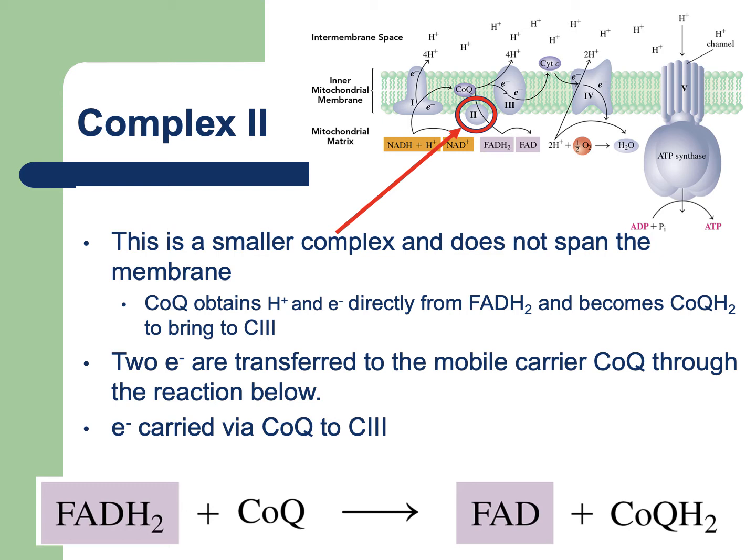The 2 electrons are transferred to the mobile carrier ubiquinone through the reaction below. So we have FADH2 combining with ubiquinone, or coenzyme Q, leading to the products which are FAD plus coenzyme QH2. So we've transferred the electrons to the ubiquinone, coenzyme Q with H2 now. Now the FAD can go back to the citric acid cycle and act as that coenzyme substrate that's needed for the running of the citric acid cycle.